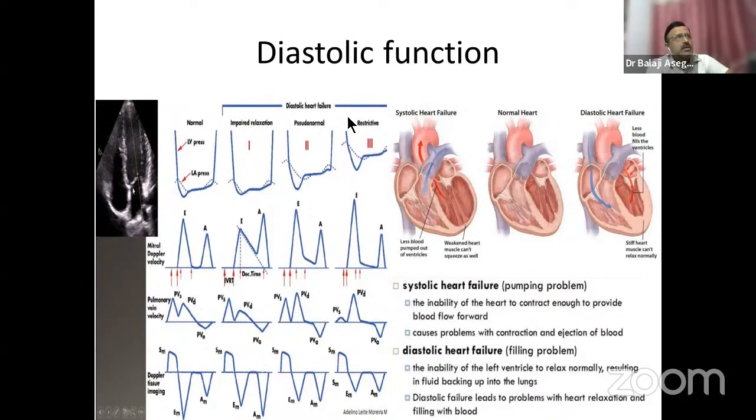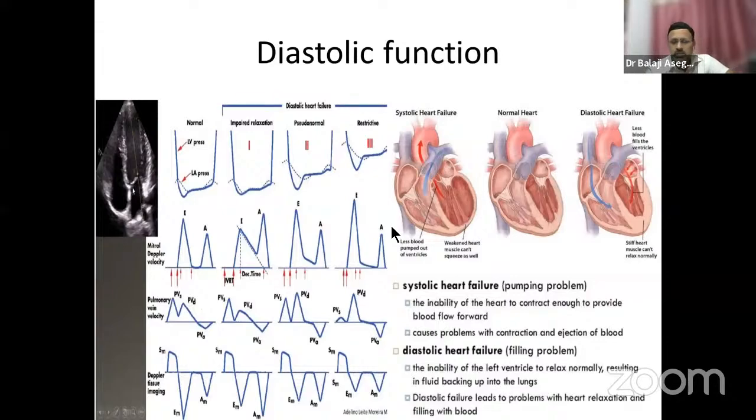I will not go into detail because it will be too technical to talk about how to evaluate and how to grade the diastolic dysfunction. But let me tell you, the first stage is impaired relaxation, the second is pseudo-normalization, and the third is restrictive heart filling, or what we call diastolic heart failure.